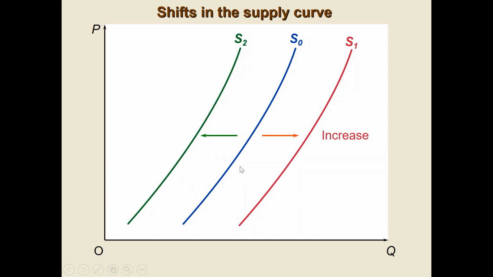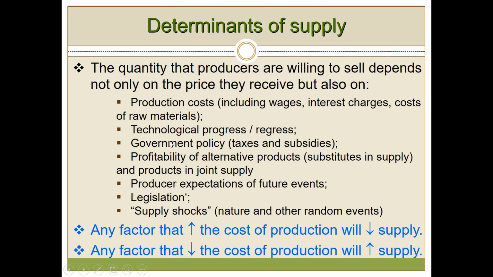And lower supply implies that the supply curve moves from this blue line to the green line. There will be lower quantities for each and every price. Each point on the supply curve will shift to the left towards lower quantities, towards zero. Higher supply shifts to the right, lower supply shifts to the left.